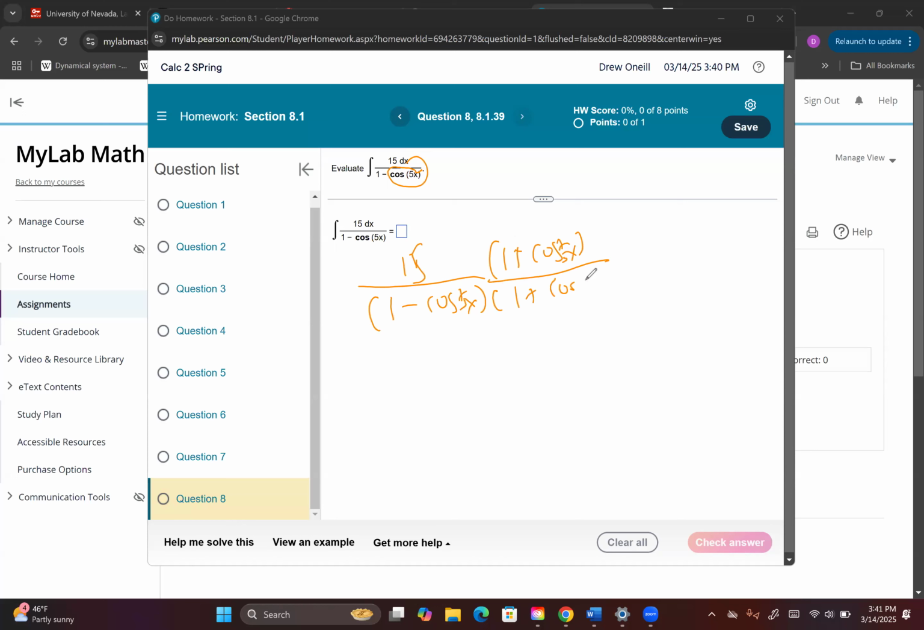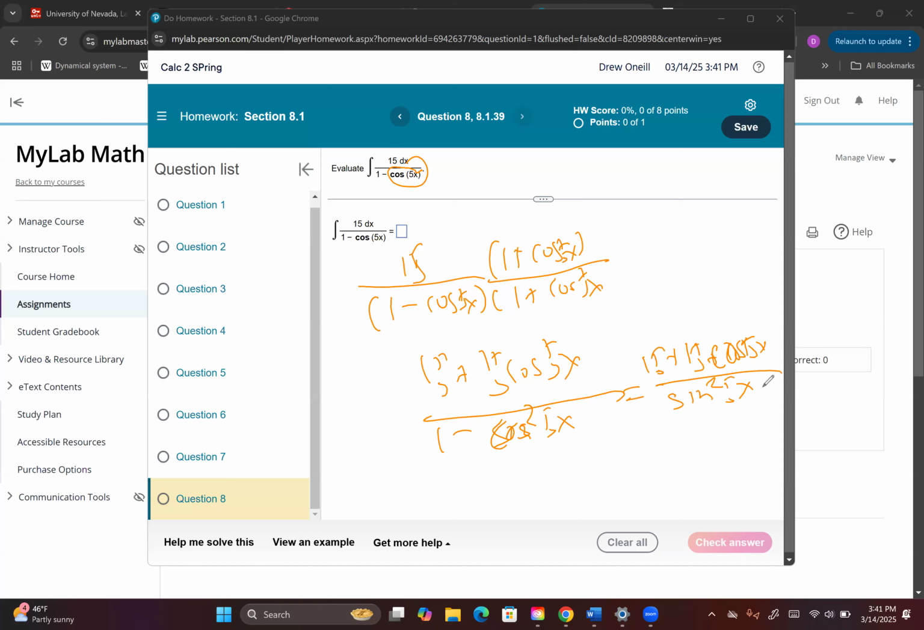Then what's going to happen is we get 15 plus 15 cos 5x, and we're hoping to be able to do some kind of u sub. And we get 1 minus sine squared, oh sorry, cosine squared 5x. And we can use a trig identity that this is 15, the 15 is annoying, but 15 cos 5x over sine squared 5x. And then this could be u, and this could be du.